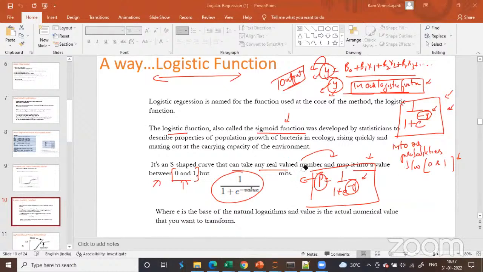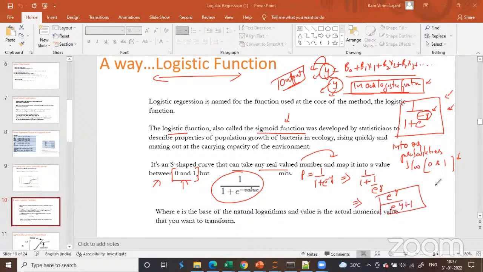I'm slightly going to modify my logistic function equation. 1 by 1 plus e power minus y, I can write this as 1 by 1 plus 1 by e power y. Take the LCM. E power y is going to go on top. You will get this term: e power y by e power y plus 1. This is the probability. So remember this formula. This is the formula for you to calculate your probability values: e power y by e power y plus 1. That is what you are going to do.